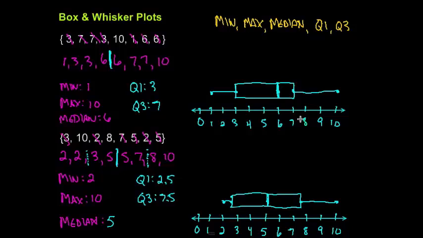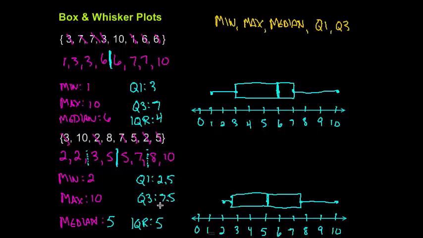Also, another thing that we can find from box and whisker plots that we might be interested in is the interquartile range. Well, the interquartile range is the difference between the third quartile and the first quartile. It's essentially the length of the box. So let's find the interquartile range of our two box and whisker plots right here. So this one is 7 down to 3, so 7 minus 3. Interquartile range for this one is 4. Then this one is 7.5 to 2.5. Subtract that. The interquartile range for my second box and whisker plot here is 5.